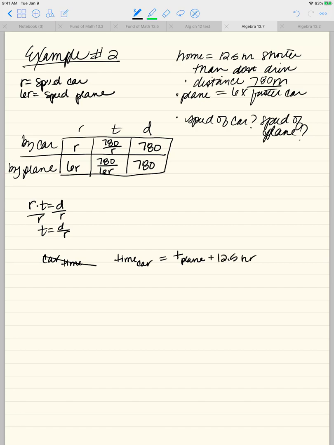Okay, let's start plugging in some information that we have here. Time on the plane is 780 over 6R, that's our T, plus 12.5 hours. I'm going to go ahead and put that into a fraction because I have fractions happening here. 12.5 is 25 over 2. That's equal to the time in the car, which by our chart, okay, is 780 over R. Okay, what am I going to multiply everything by? I'm going to multiply both sides by 6R.